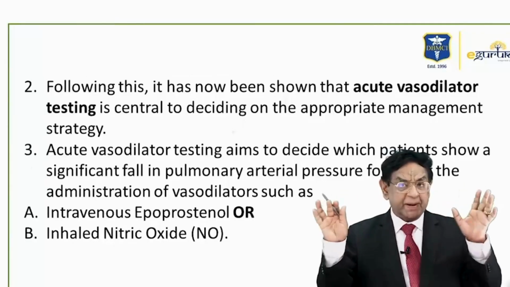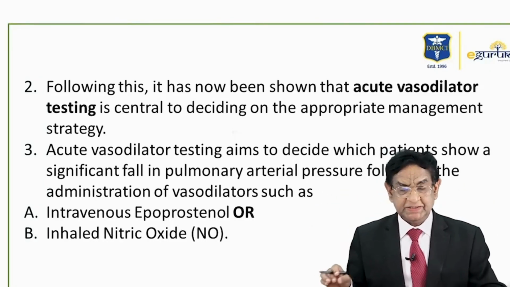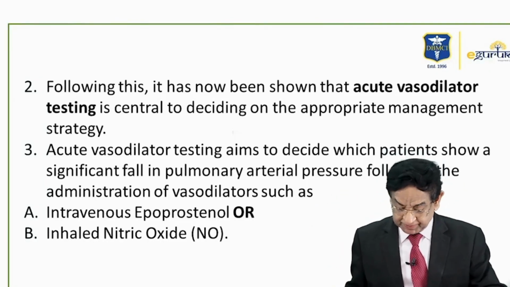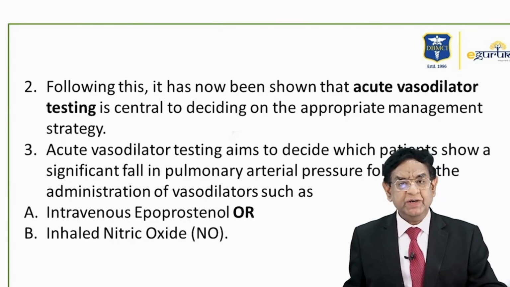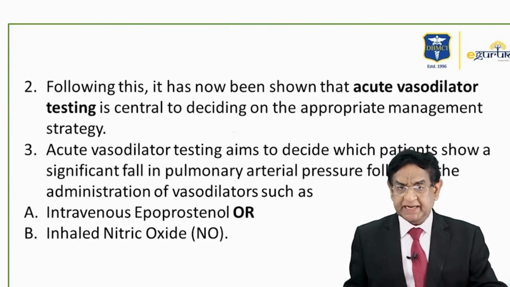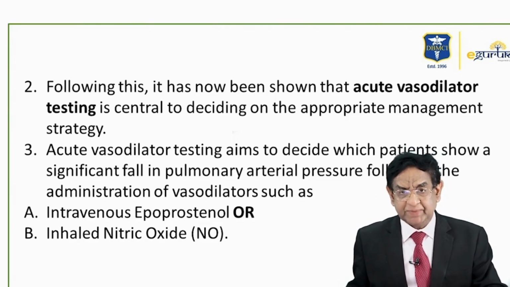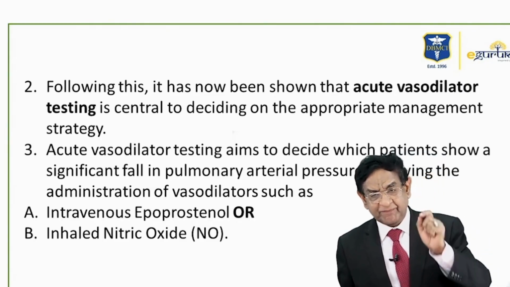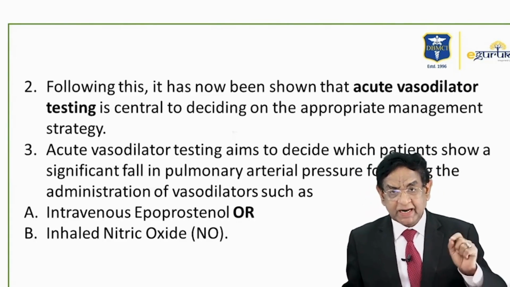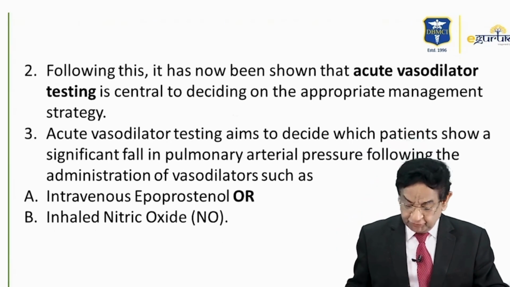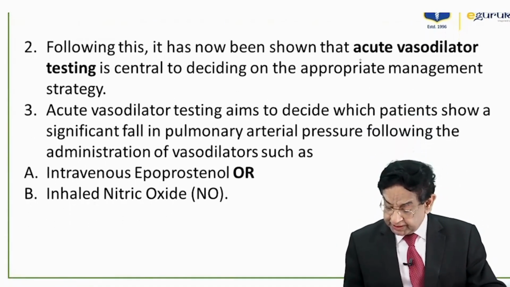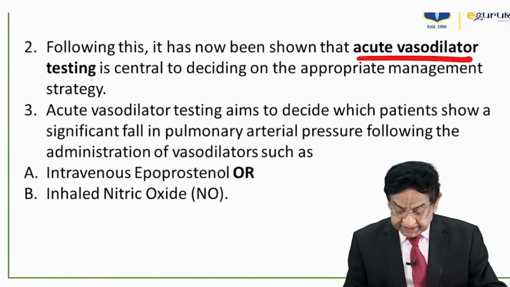in the idiopathic variety, this is the one gold medal question. If you have ruled out all other secondary causes, and we know that we are dealing with the primary, now you plan for treatment. What and how will you plan? You first do the acute vasodilator testing.